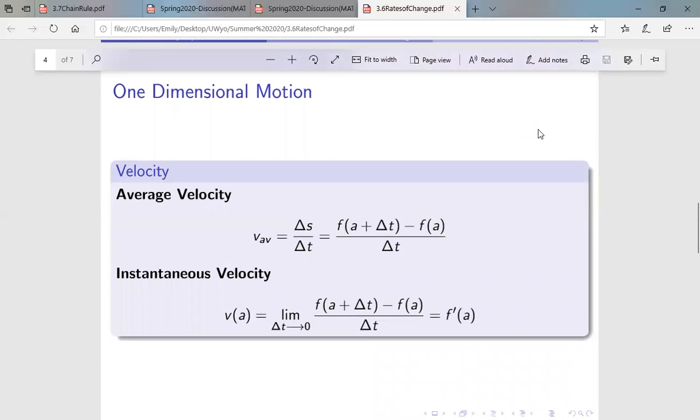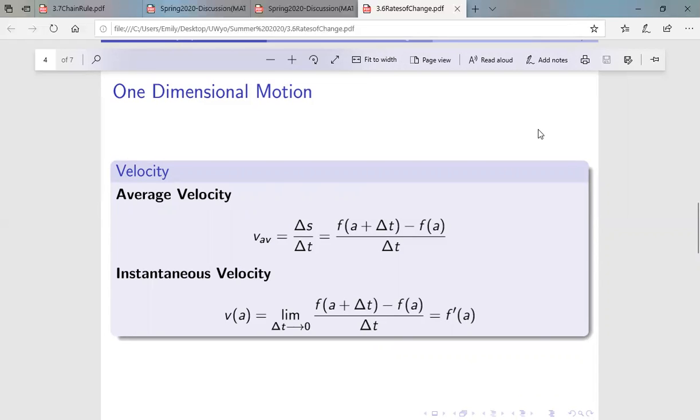So if we can talk about displacement and we can talk about a change in time, then we can talk about an average velocity. And the average velocity is going to be that delta S divided by delta T. So how far we traveled divided by the amount of time we spent traveling. So we've got f of a plus delta t minus f of a all over delta t. And this is exactly our limit definition, or our definition of the secant line, if you recall from a couple chapters ago. Now, we can always take the limit as delta t approaches 0 and get towards an instantaneous velocity.